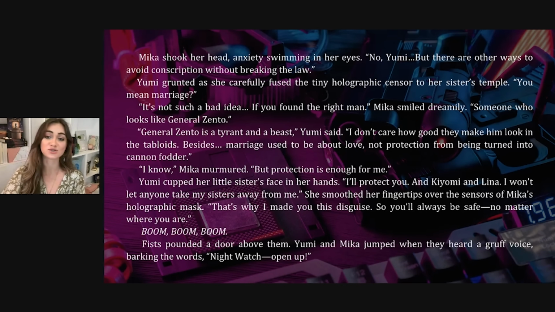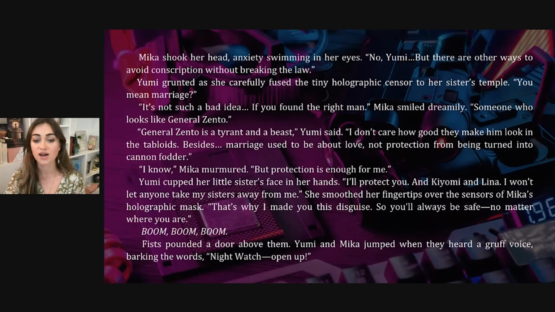Yumi cupped her little sister's face in her hands. I'll protect you, and Kiyomi and Lena. I won't let anyone take my sisters away from me. She smoothed her fingertips over the sensors of Mika's holographic mask. That's why I made you this disguise, so you'll always be safe, no matter where you are.